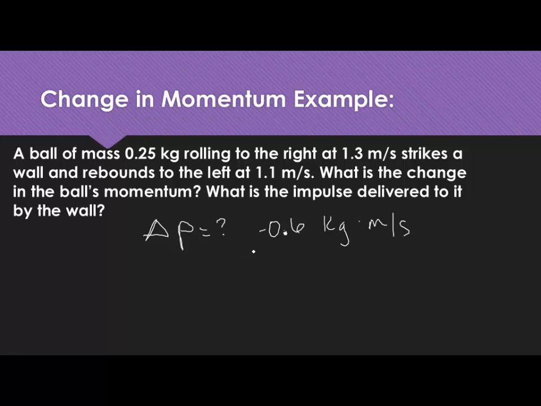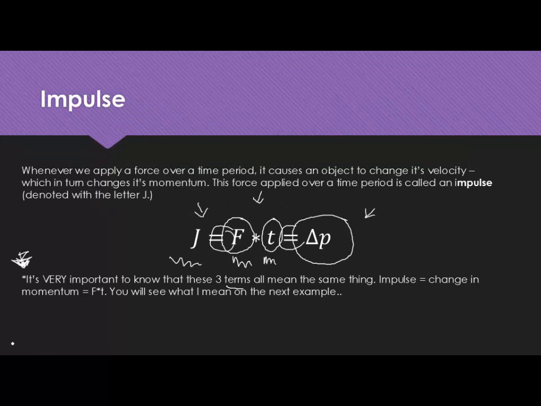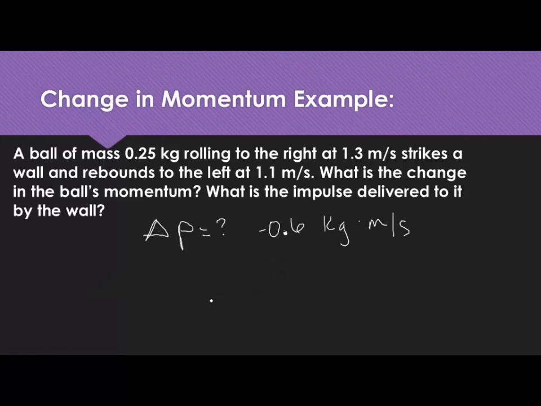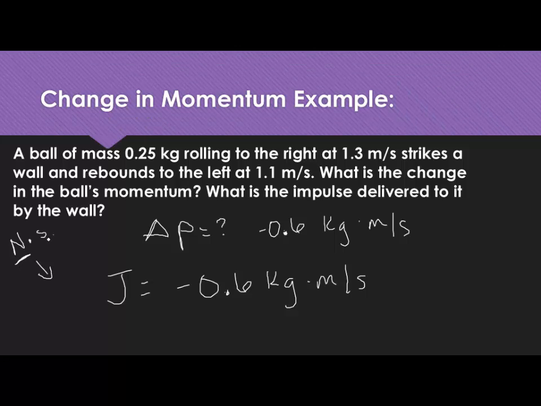And then the second question is, what is the impulse delivered to it by the wall? Well, remember what I said on the previous slide, that impulse and change in momentum are the same. So if the change in momentum is negative 0.6, then the impulse is also negative 0.6. Now, for impulse, we have two different units depending on what we're talking about. In this case, we found the change in momentum, so it's kilograms times meters per second. But another unit for impulse might be newtons times seconds if we're looking at the force and the time.